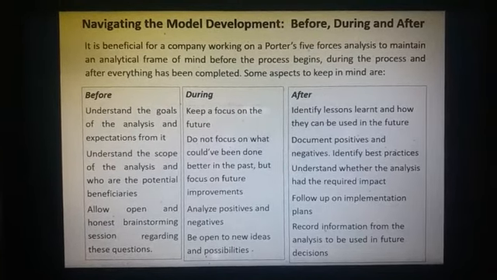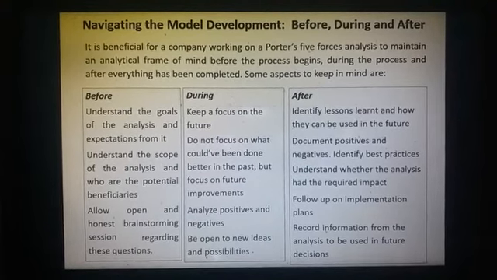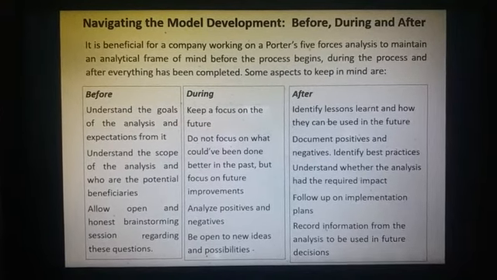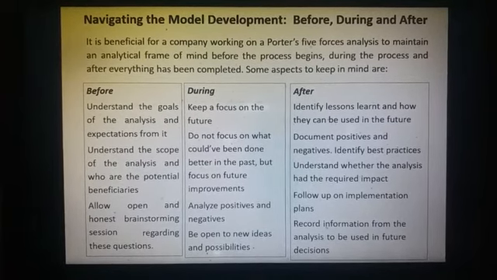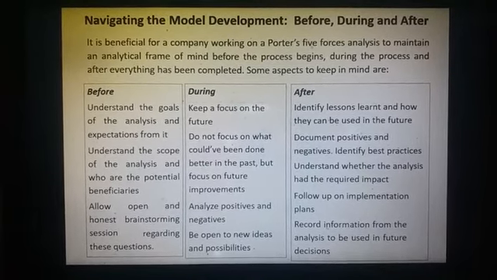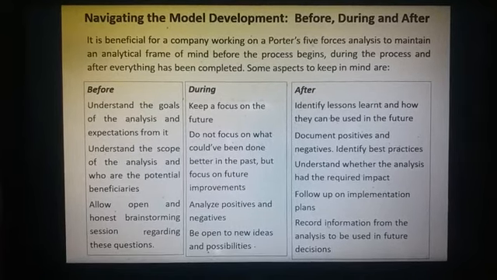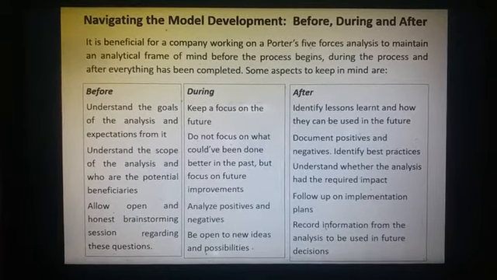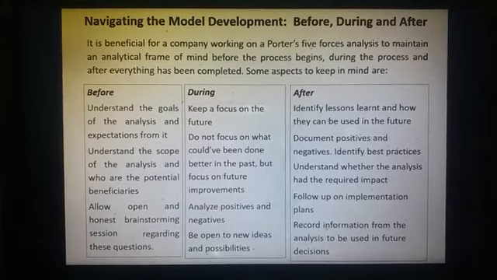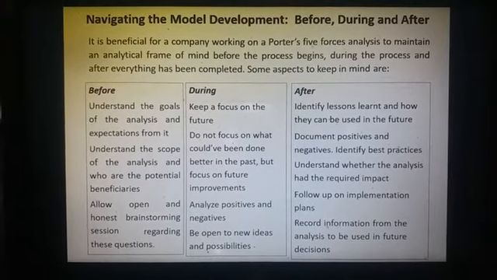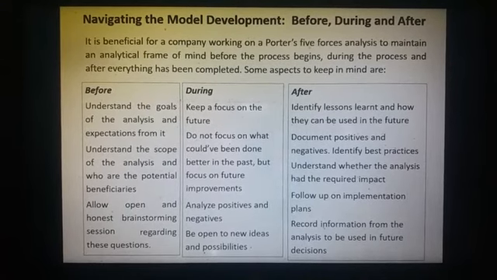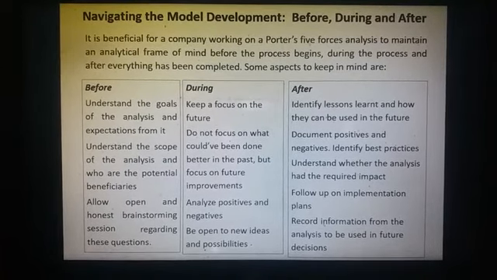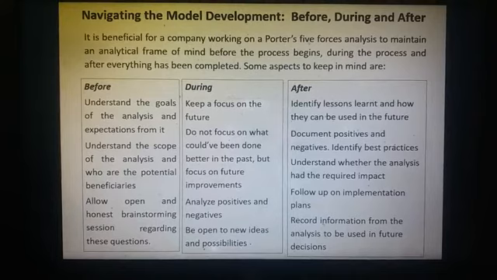Attract new ideas. After implementation of the strategy, identify lessons learned. What were the loopholes? What were the advantages? Positive and negative. And best practices, apply those. Understand whether the analysis had the required impact or not. Follow the implementation plan. Record all the information you have analyzed for future decision making. So this is how the process goes on before, during and after the implementation phase of the model.